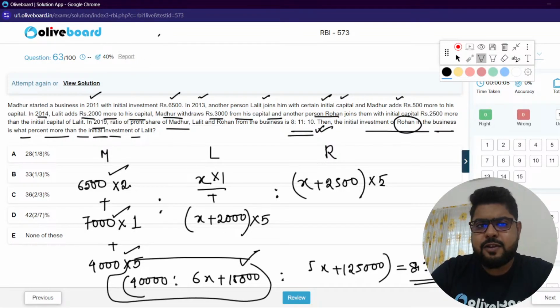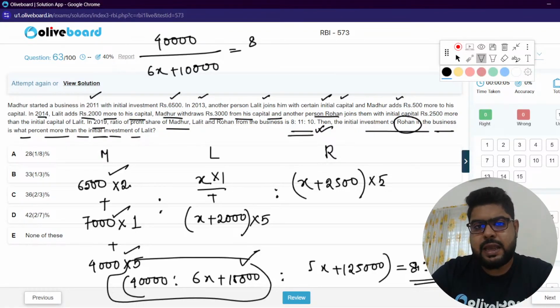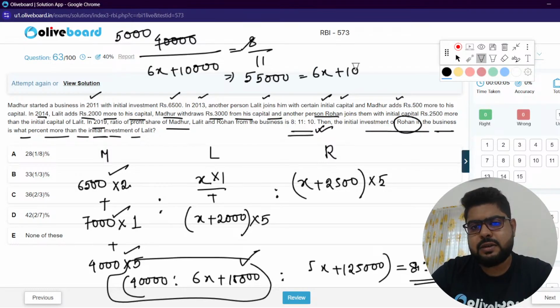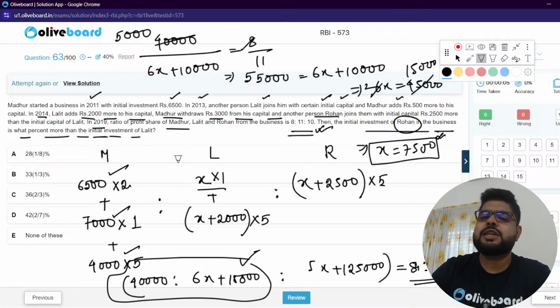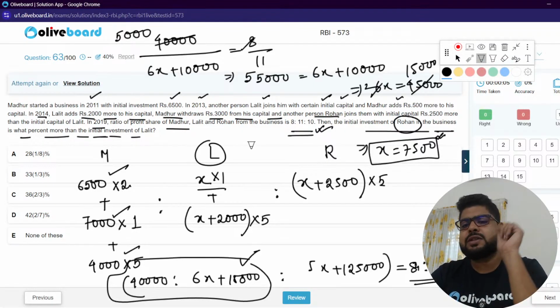So can I say 40,000 by 6x plus 10,000 is 8 ratio 11. So 5,000 rupees, so 55,000 is 6x plus. So 6x equals 45,000. 3 twos, 3, 15,000. x is 7,500. So the initial investment of Lalit was 7,500.